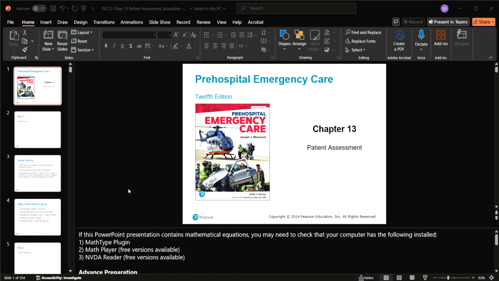They need a scoop stretcher. They need a scoop stretcher because we can't do what with them? We can't log roll them. All right, here we're inspecting the lower extremities. Okay, we're checking for instability and crepitus. What did I say crepitus was? Bone on bone grinding.